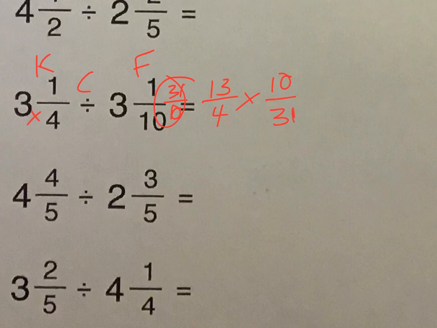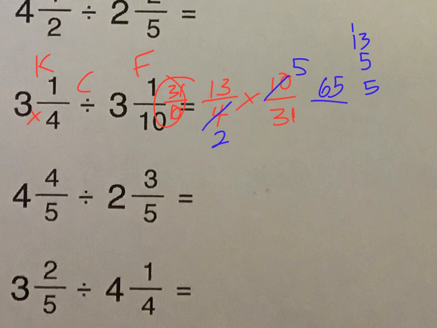All right. Do we have any cross products here? Yes, we do. We have the 4 and the 10 that can be cross product. So we're going to go, okay, 4 and 10, they have a 2 in common. That becomes a 2, that becomes a 5. So my 4 became a 2, my 10 became a 5. Now all we have to do from there is multiply. And if it's an improper fraction, then we have to change it back into a mixed number. So what is 13 times 5? That is 65. And then 2 times 31 is 62. Oh my heck, 65 over 62.